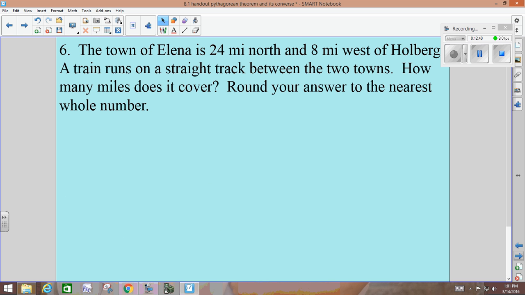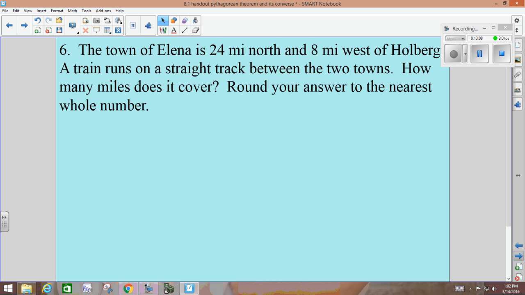The town of Elena is 24 miles north and 8 miles west of Holberg. A train runs on a straight track between these two towns. How many miles does it cover? Round your answer to the nearest whole number. Okay. What did I say this chapter was going to be about? Right triangles. So we should probably get a picture of a what? Awesome.